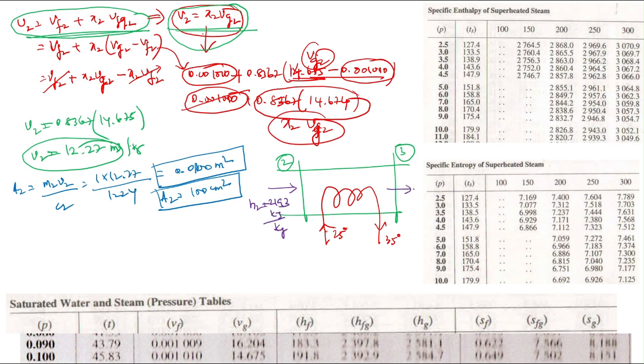Then leaving is H3. But the leaving condition in the problem is given as saturated liquid. That is called F. So at what pressure? 0.1 bar. At 0.1 bar, HF is 191.8. So here H3 is equal to 191.8 kilojoule per kg. Okay, so here wet steam enters the condenser, is cooled and becomes a saturated liquid.